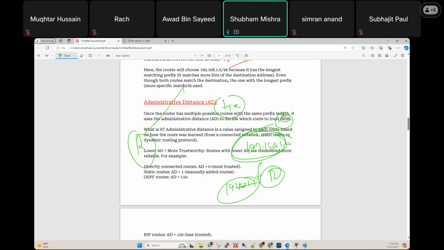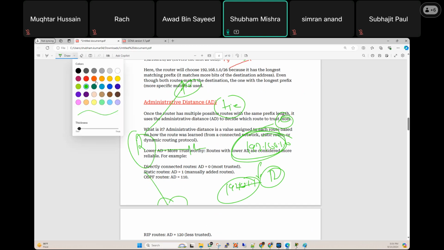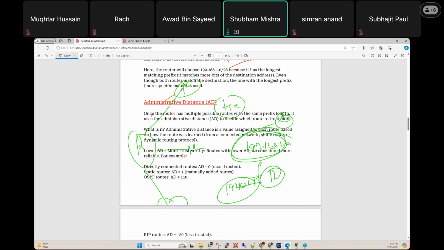Let's suppose here is one more router, here is one more router, here is one more router. And on all the routers, you are running OSPF. It means this router is sending any routes, this router is sending any routes, or this router is sending any routes. For every route, the AD value is 110. It means the AD value is also a tie.